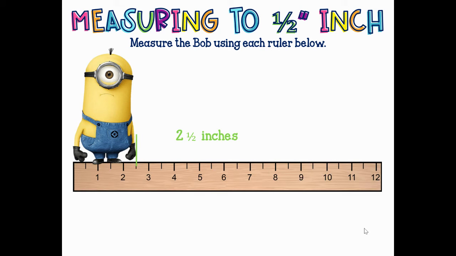And it may be helpful to use this second ruler. But again, no matter what ruler you use, as long as you know that middle tick mark is your 1/2 inch mark, you can get your measurement of your objects. So here is Bob lined up with that 1/2 inch mark on this ruler, 2.5 inches. And same thing with this ruler. Even though there's more tick marks, he's still lined up with that line right in the middle of 2 and 3. So Bob is 2.5 inches wide.